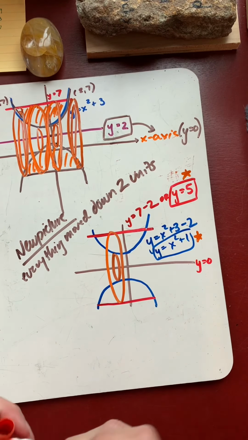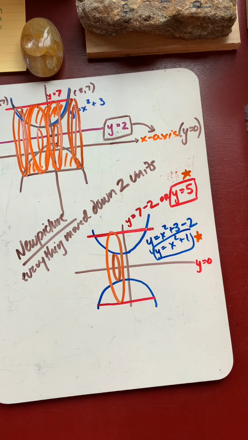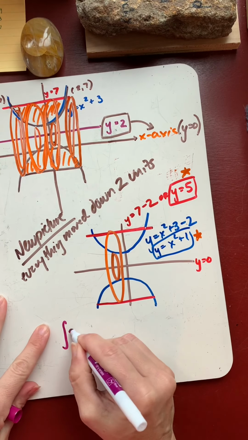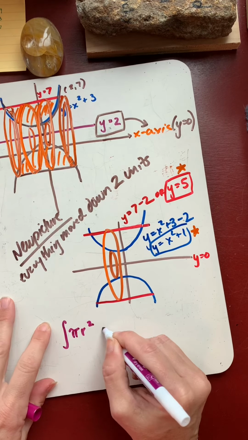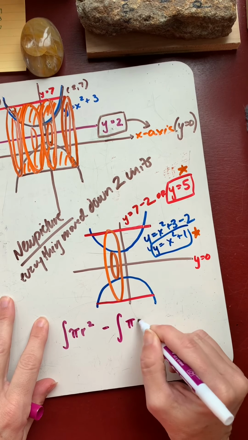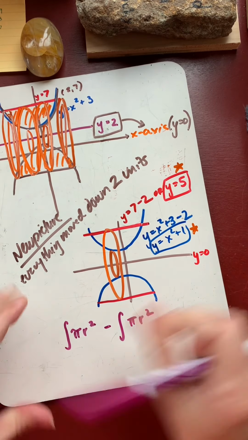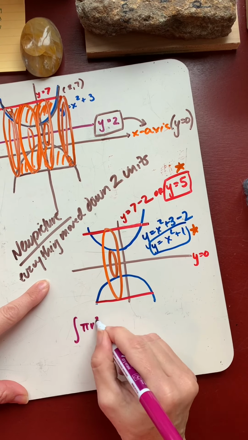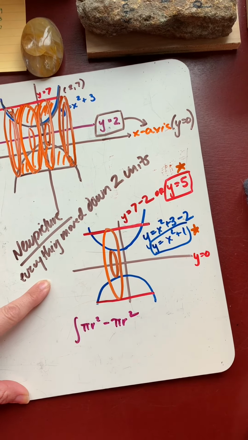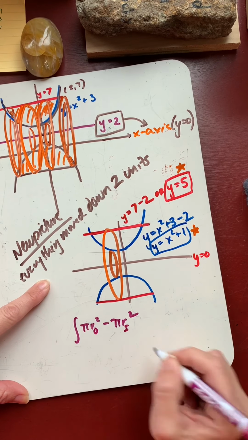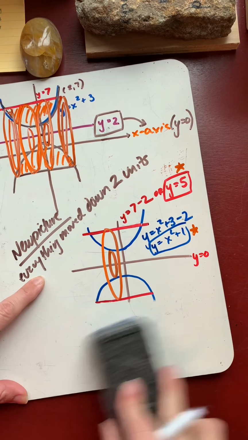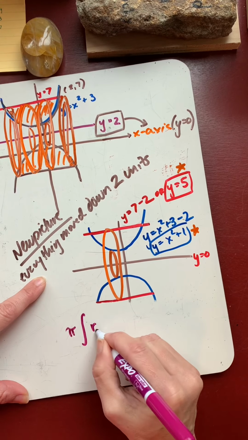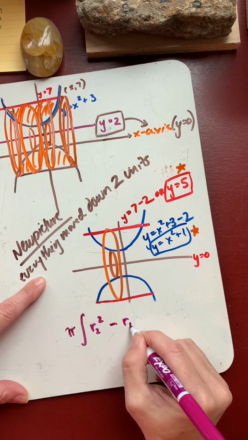So I'm going to set up my integral. I want the integral of pi times the outer radius squared minus the integral of pi times the inner radius squared. I actually don't need to have it as 2 integrals. I can just do pi r squared minus pi r squared. This is the outer, this is the inner radius. I can also take the pi out and deal with it later. So I'm going to have pi times the integral of this outer radius squared minus the inner radius squared.